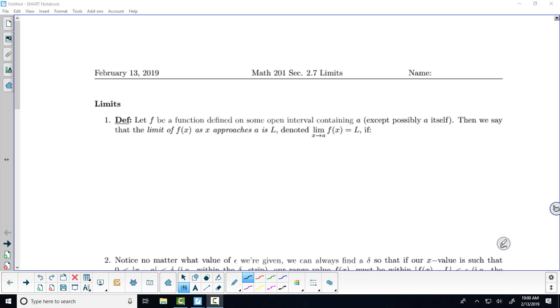Okay? As a reminder, from here on out, when you see absolute value, it's helpful to think of absolute value as a distance. So when you see these little absolute value expressions, think of them as distances. All right, so here is the definition.